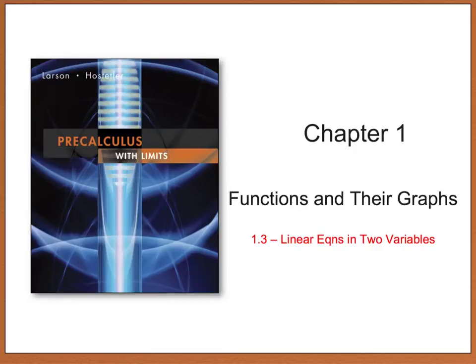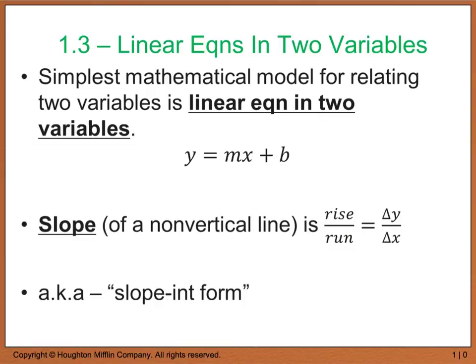Today we're going to look at Section 1.3, which deals with linear equations and two variables. One of the simplest mathematical models that we have for relating two variables in a linear equation is the y equals mx plus b format. And if you remember from Algebra 1 and Algebra 2, this is our slope-intercept form.